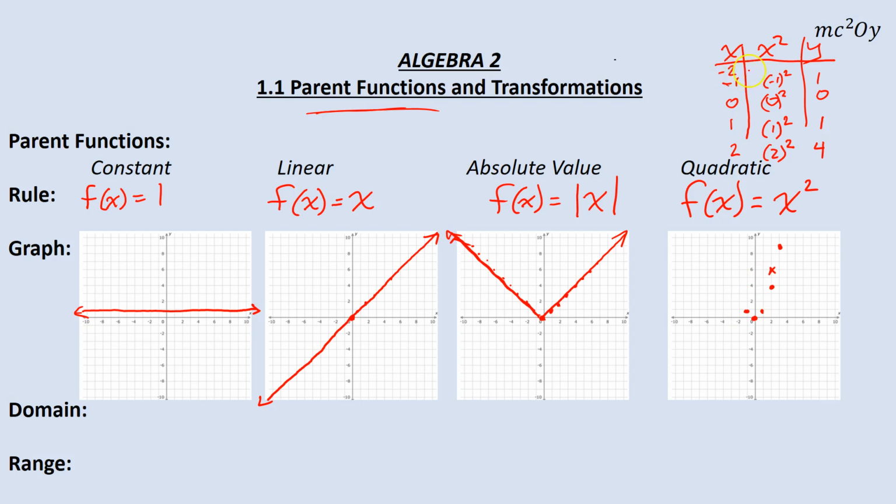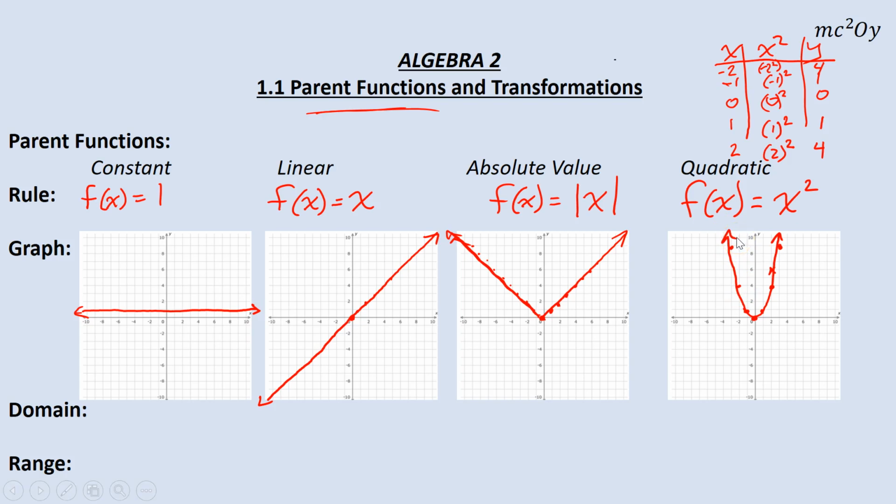Input -2. -2 squared is 4. So a negative times a negative is positive. And what you see, if you recall, is just a reflection over the axis of symmetry. But you'd have a parabola, and it would look something like that. Those are our parent functions.